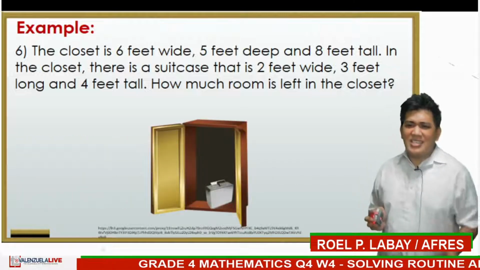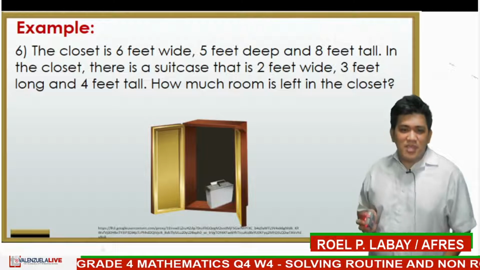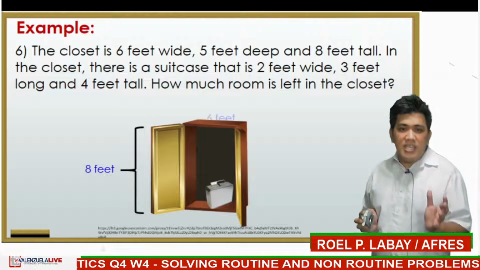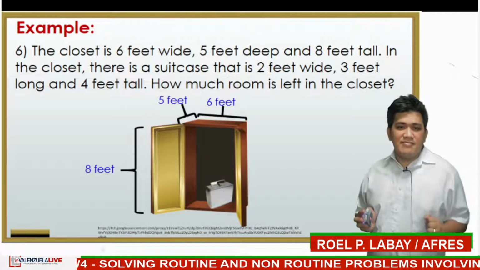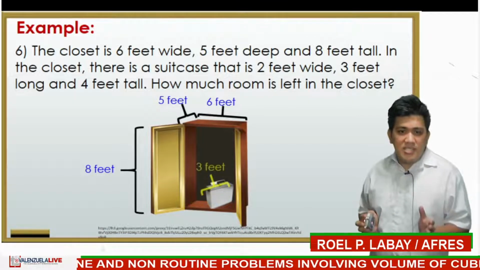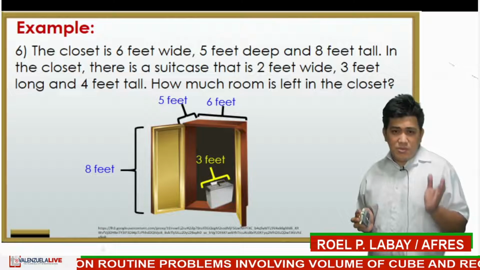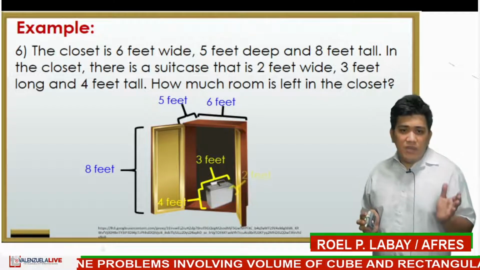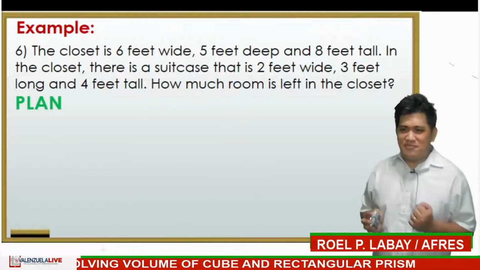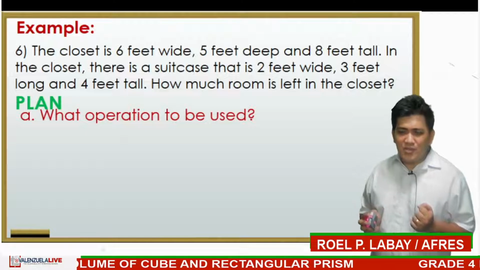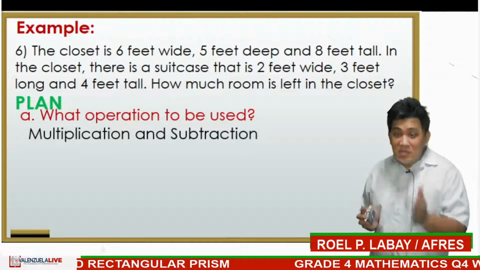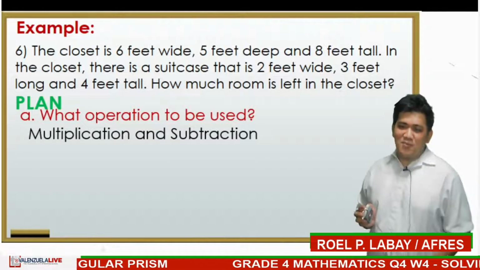Now, we visualize the problem. So, we have here a closet that is 6 feet wide, 5 feet deep, and 8 feet tall. And inside the closet is a suitcase with the dimensions of 2 feet wide, 3 feet long, and 4 feet tall. Now, we plan what operation to be used. Very good. Multiplication and subtraction.